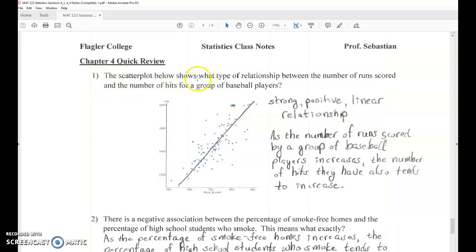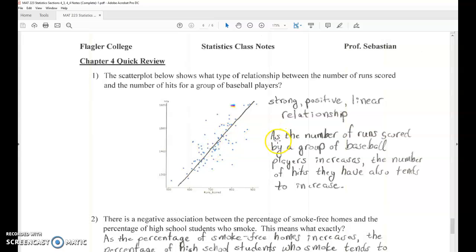The scatter plot below shows what type of relationship between the number of runs scored and the number of hits for a group of baseball players. So first of all, you see a scatter plot. We got number of runs scored on the x-axis. So number of runs scored is trying to be used to predict the number of hits that any team might have. And we can see we got a pretty strong positive, right, uphill linear relationship, right? It looks like it follows a line okay, and there's no curve to this.